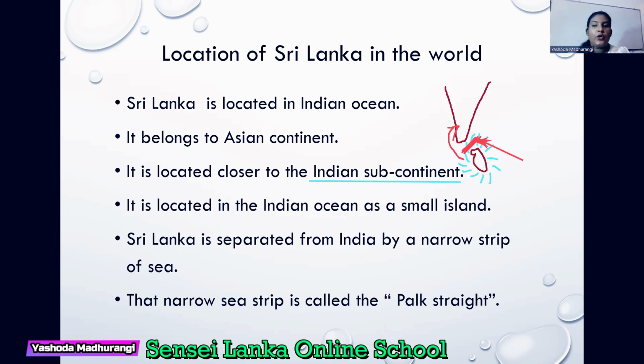Sometimes it will come up in your exam. If they ask you to mark it, you can take a red color pencil and draw a line like this, as I did here. Then you have to write the name Pork Strait. That is how we mark it on a map.